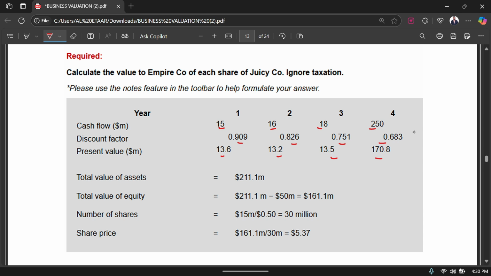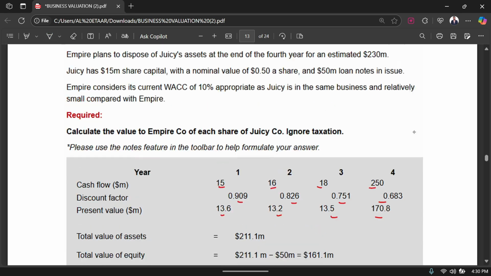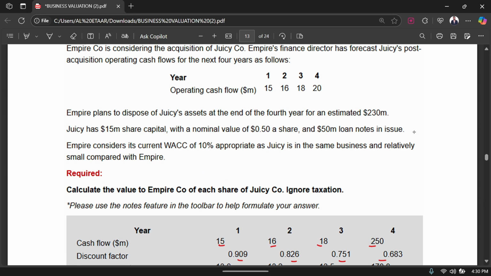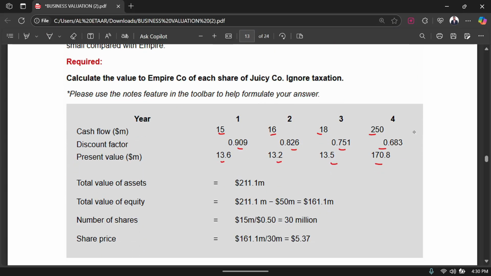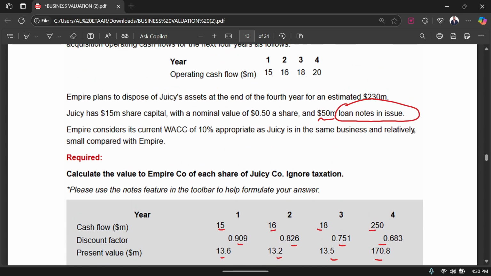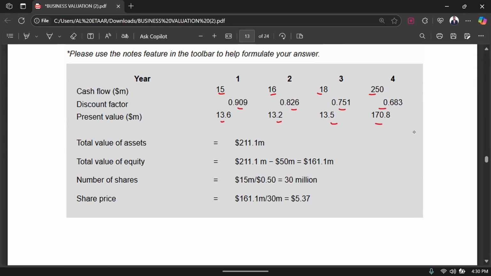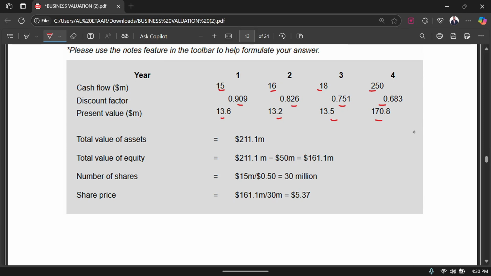Now from this total value of assets of the company, you are going to subtract the $50 million, which is basically a liability of the company, right? You're going to subtract this $50 million loan notes that you have in issue, because these are the liability of the company. From total assets, you are going to subtract the total liability, since $50 million is the only liability that the company has and no other liability. So 211.1 minus 50 million gives us an equity of 161.1 million.